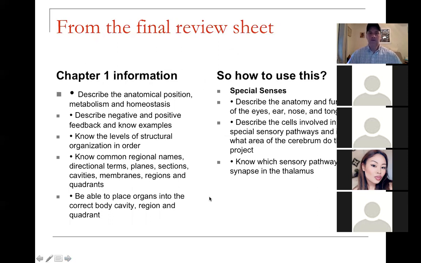So let's go back. From your final review sheet, chapter 1: describe anatomical position, metabolism, and homeostasis. Well, next week we'll be going over what anatomical position means. But when I introduce some of the structures today, notice what I'll be doing. I'll be saying these structures are bilateral. You will see that they are anterior surface-facing structures that collect information from outside of the body using a series of exteroreceptors or photoreceptors. Think about how I'm describing where structures are found inside of the body.